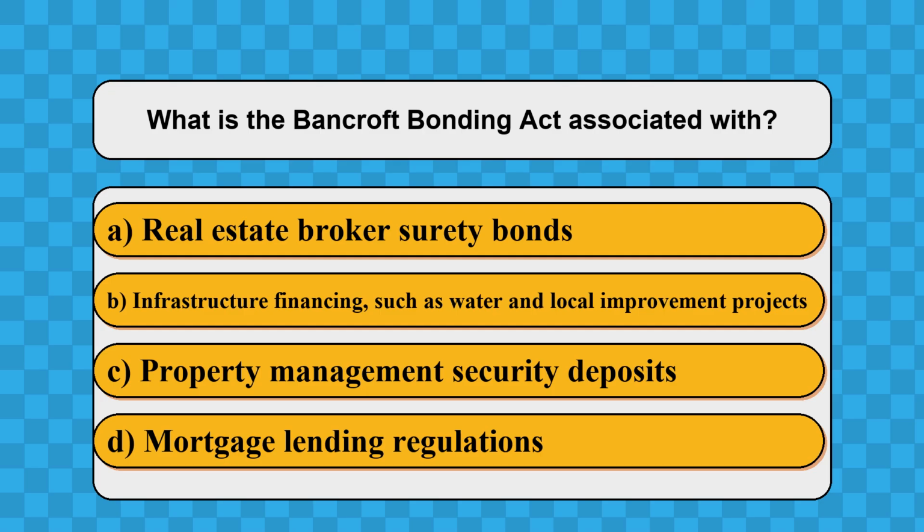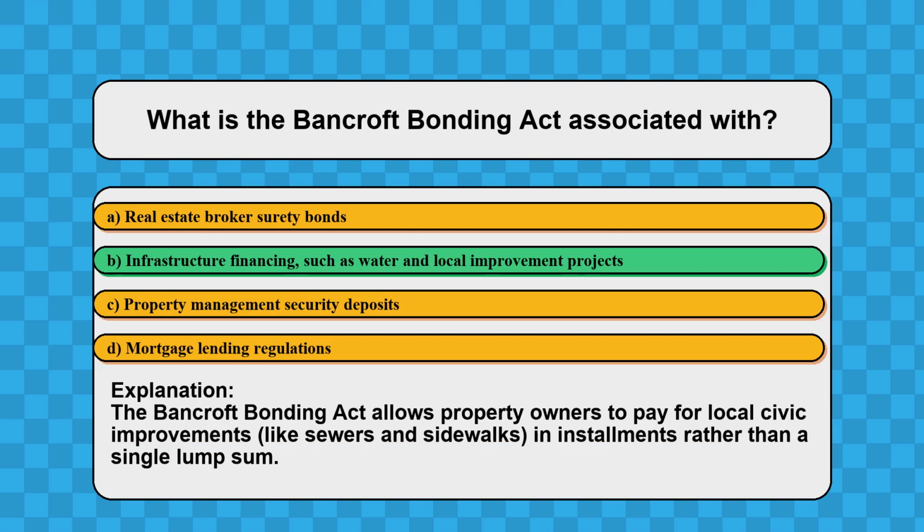Question 10. What is the Bancroft Bonding Act associated with? Option A. Real estate broker surety bonds. Option B. Infrastructure financing, such as water and local improvement projects. Option C. Property management security deposits. Option D. Mortgage lending regulations. The correct answer is option B. Infrastructure financing, such as water and local improvement projects. The Bancroft Bonding Act allows property owners to pay for local civic improvements, like sewers and sidewalks, in installments rather than a single lump sum.